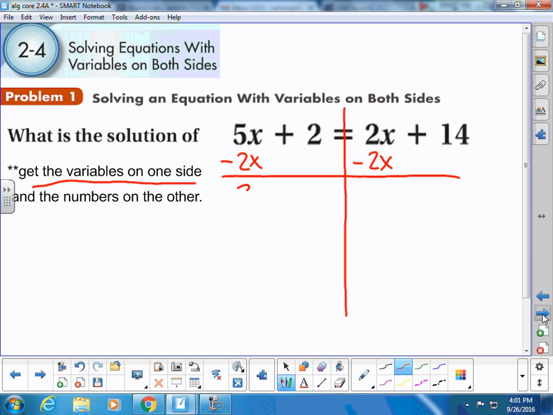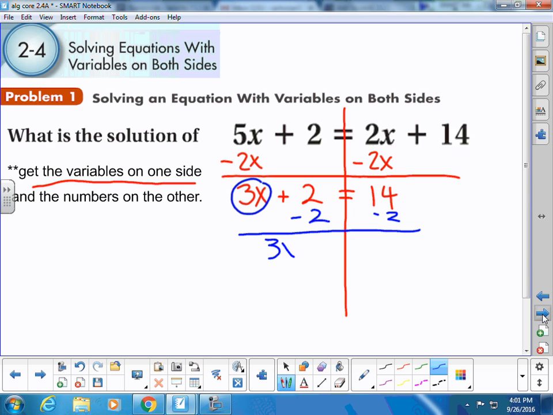So I still have x's on this side. 5x minus 2x is 3x. I still have the plus 2. And now my x's are gone from this side, and I just have the 14. So then my next step would be, just like we did over the last few days, I have the x's. I need to move everything away from them. So I'm going to start by subtracting 2. And I still have 3x on this side equals 14 minus 2, which is 12.